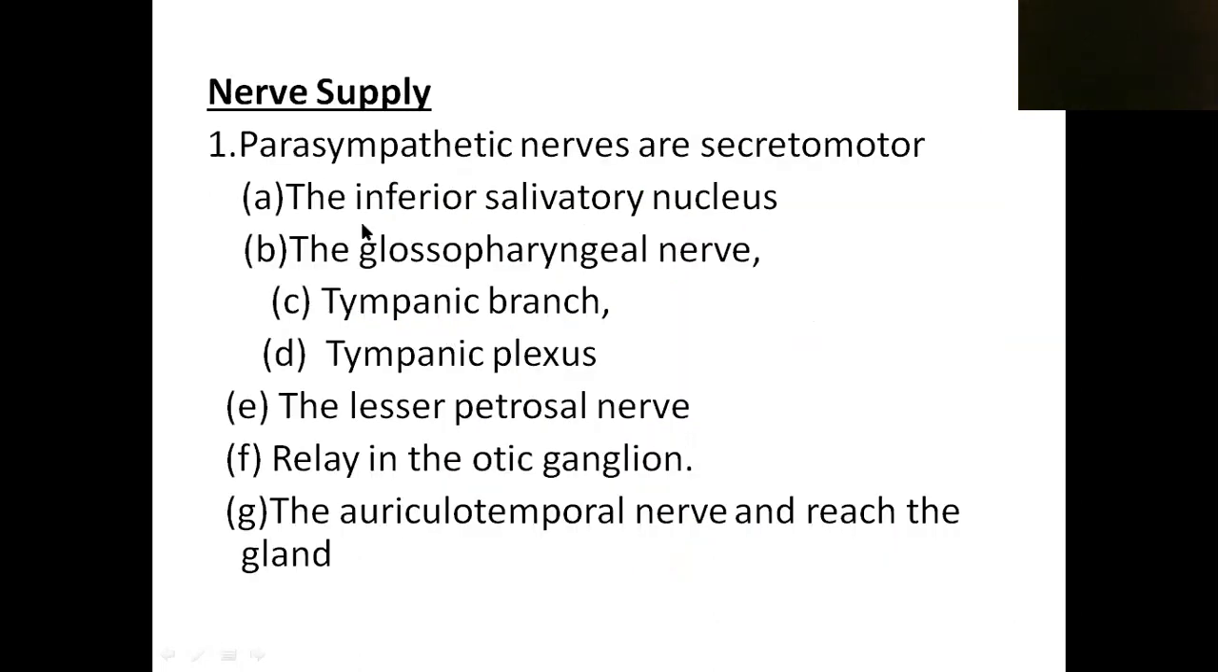Now we'll see the chart. See, it starts from the inferior salivatory nucleus. From the inferior salivatory nucleus, it will reach the glossopharyngeal nerve, then the tympanic branch. From the tympanic branch, it will enter into the tympanic plexus, then the lesser petrosal nerve. The lesser petrosal nerve ends in a ganglion known as the otic ganglion. Then from the otic ganglion, it will enter into the auriculotemporal nerve.